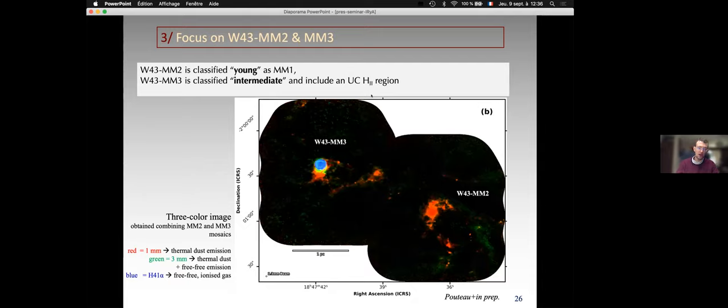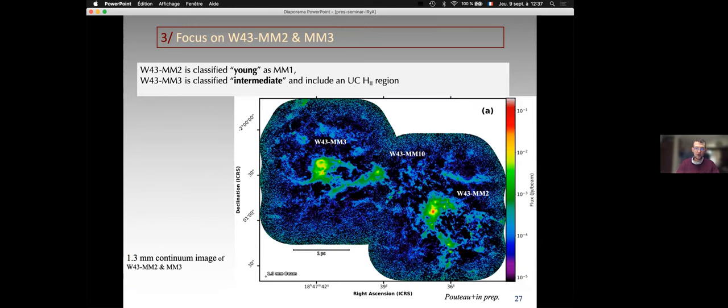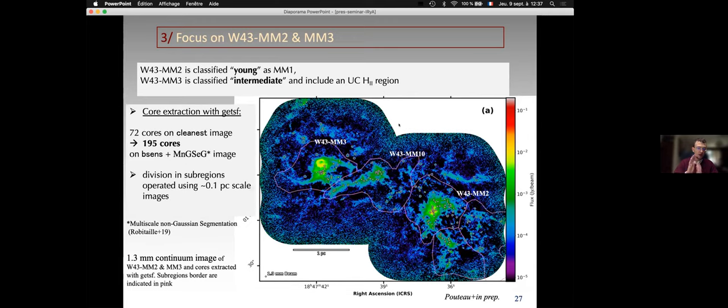Regarding the classification, MM2 is considered as young as MM1, while MM3 is considered as intermediate, and you will see in blue an ultra compact HII region. Now, here is a continuum map of the MM2 and MM3 region. The cores you see on this image follow a different strategy than the global one I talked about before, since cores have been extracted on the Bissens image, which has followed a special treatment with the MNGSEC technique to reduce noise.